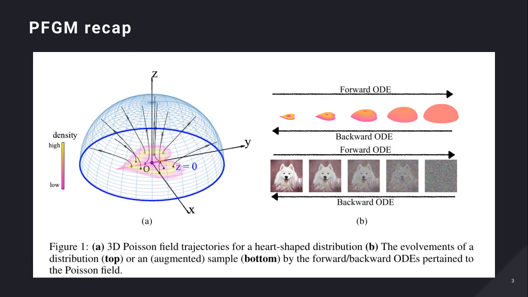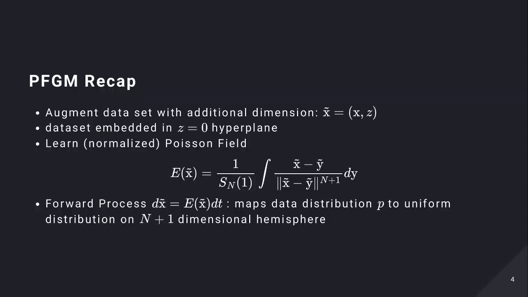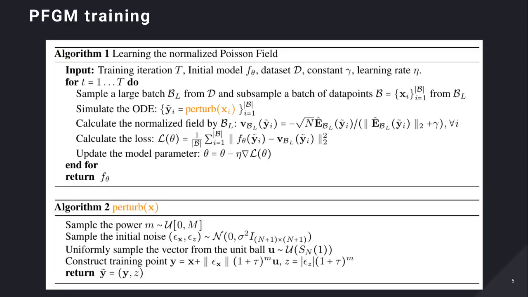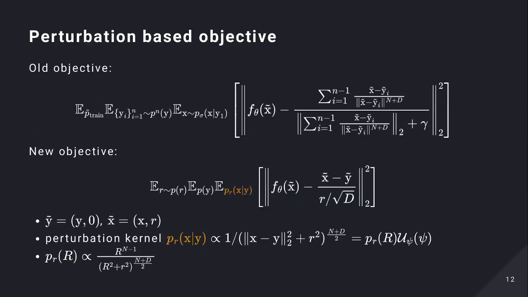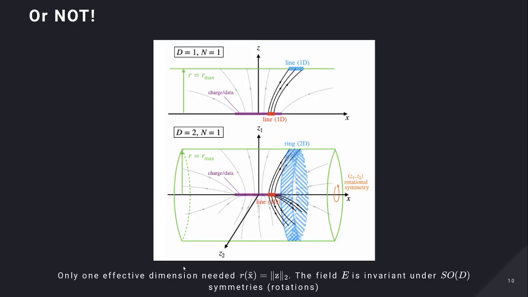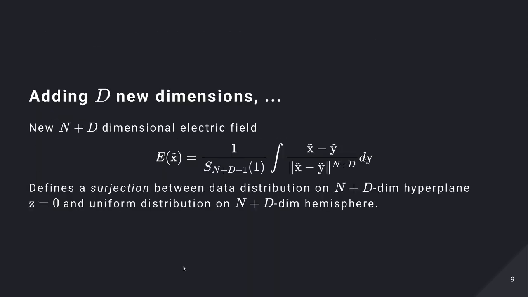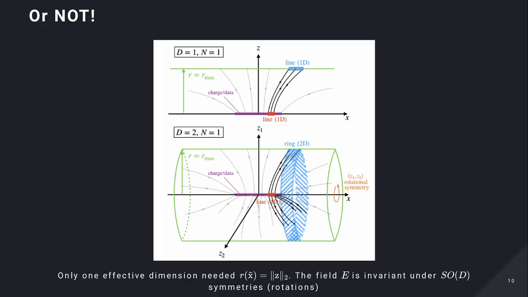But then for this PFGM++, they do something else with the dimensions. Let me find it. Yeah, sorry, it was the slide before this one. This one. What I'm still kind of confused about is what's going on here. It's saying only the R is needed, but I'm not understanding why.